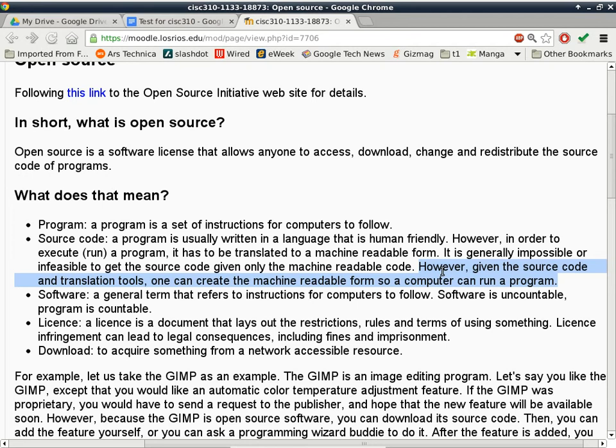Now, there are companies who make money by selling licenses. Can anyone name one that I have already mentioned quite a few times today? Microsoft, very good. Because you go to a store, and Adobe, Microsoft are companies who make money by selling licenses or permissions to use their software.